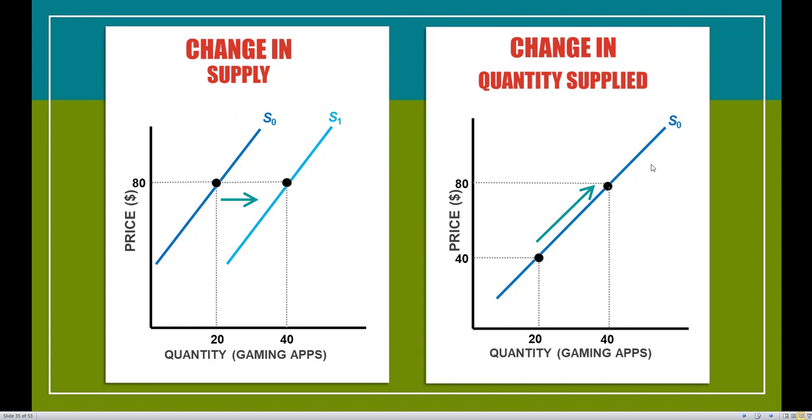So now that we've talked about the demand side of the market and the supply side of the market, we can combine both of these curves together in order to give us our idea of what market equilibrium is going to be for us.